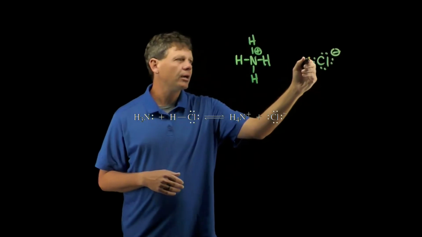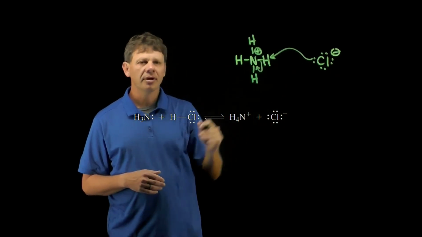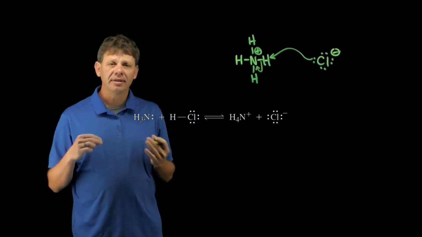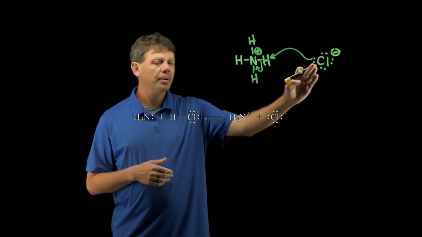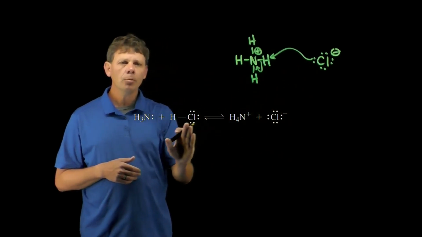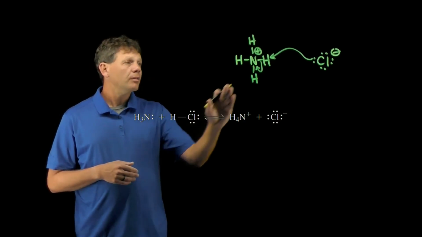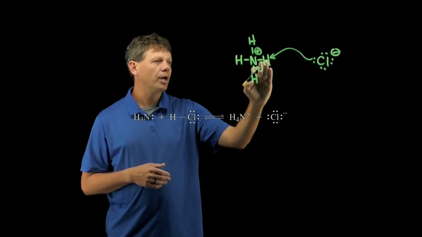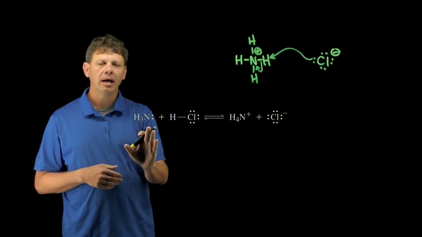Chloride can use a pair of electrons to grab the proton, pushing these electrons onto the nitrogen. Accounting for the bonds and the lone pairs and the movement of those electrons, we see that this pair of electrons becomes the new bond between chlorine and hydrogen. This bond here between nitrogen and hydrogen, after that proton is removed, these electrons become the new lone pair on the nitrogen atom.